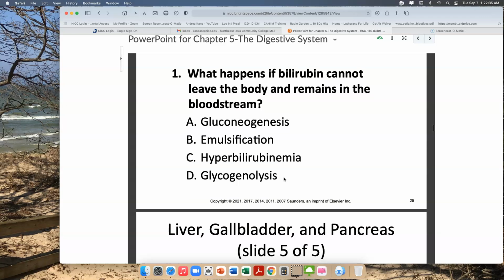Quick quiz: what happens if bilirubin cannot leave the body and remains in the bloodstream? What happens if it can't leave and remains? Well, we know that odds are it's going to increase. If you have it and it's supposed to leave the body and it can't, what's it going to do? It's going to build up, build up, build up. So which one of these terms means excessive? That should help you figure it out.